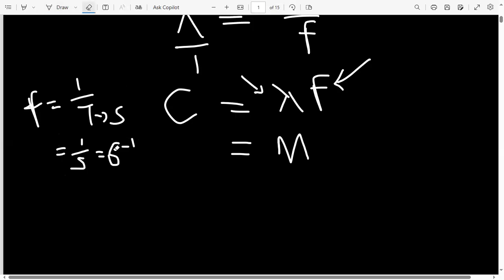So the units of frequency are just S to the power minus 1, or second to the power minus 1. So where there's frequency here, I'm going to put S to the power minus 1. And we know that S measures time, right?